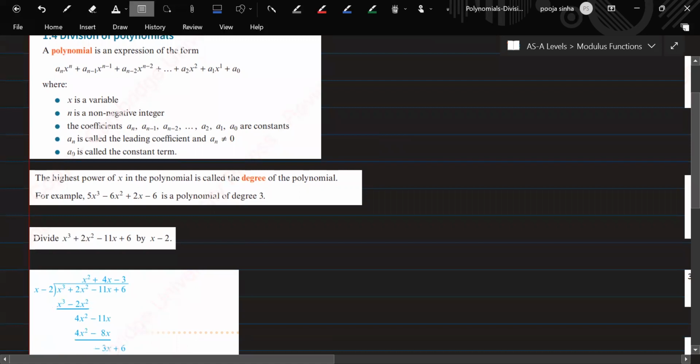Clear? Yeah. Degree, do you know what is degree? That's the highest power of x in the polynomial. So what is the highest power here? 3. So the degree is 3, right?